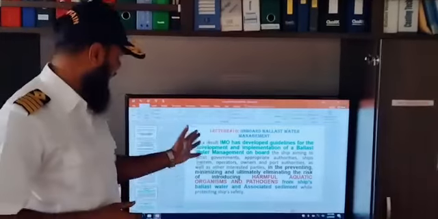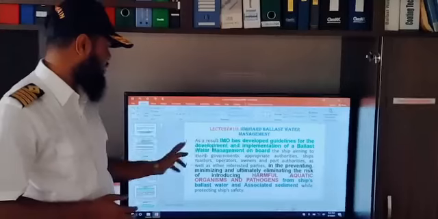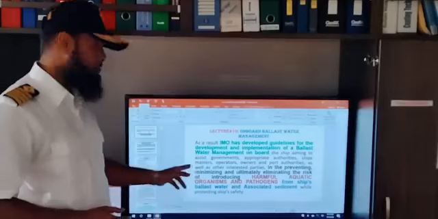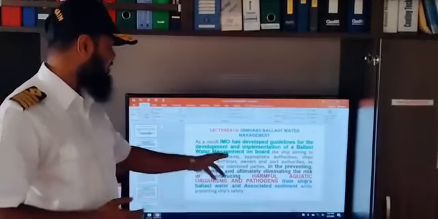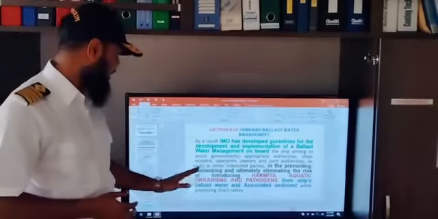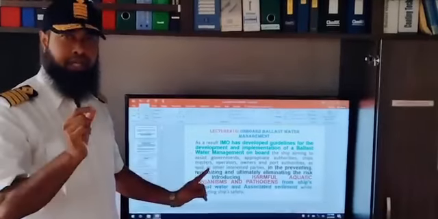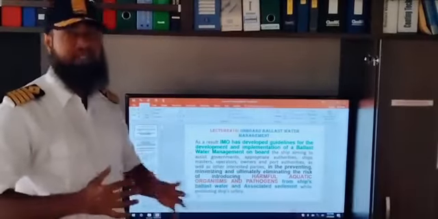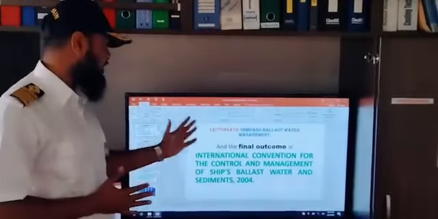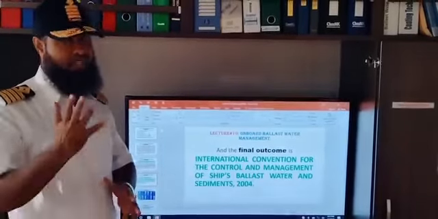For this reason, IMO has developed guidelines for the development and implementation of ballast water management on board the ship, for the purpose of preventing, minimizing, and ultimately eliminating the risks of introducing harmful aquatic organisms and pathogens from ships' ballast water and associated sediment. And the final outcome is the International Convention for the Control and Management of Ships' Ballast Water and Sediment.